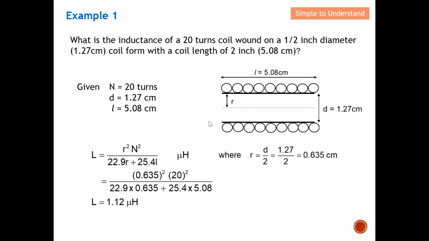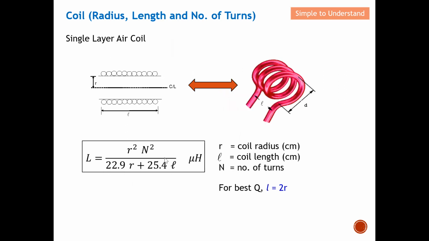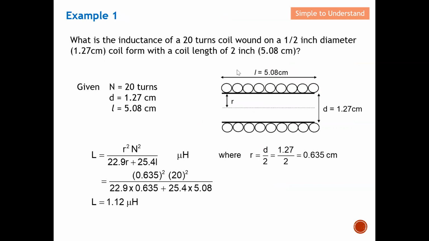I forgot to highlight this on the previous slide. All these parameters that you're going to substitute, make sure they are all in centimeters. For example, the radius must be in centimeters. The length of the coil must be in centimeters. Then you can substitute inside here. So therefore, in this equation here, you can see that I actually converted the inches into centimeters.